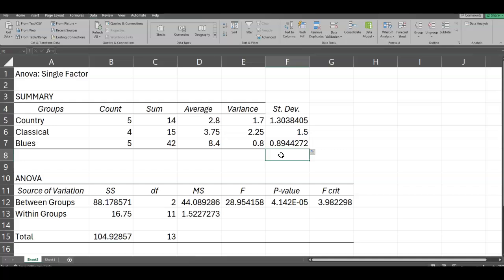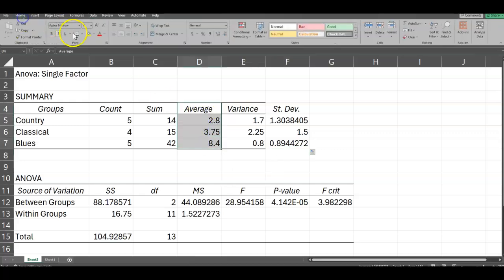Okay, so we're going to pull those numbers, right? So here are my means. I like to highlight it, it just helps my brain. And here are my standard deviations. I'm going to write those on my sheet. So the mean for country, 2.8. Standard deviation of 1.3. I'm sorry? 1.30. And then 3.75. 1.5. And then 8.4. 0.89.